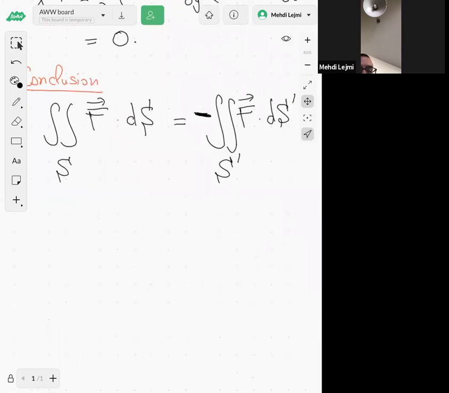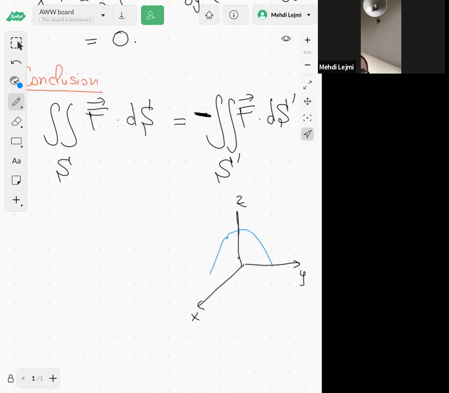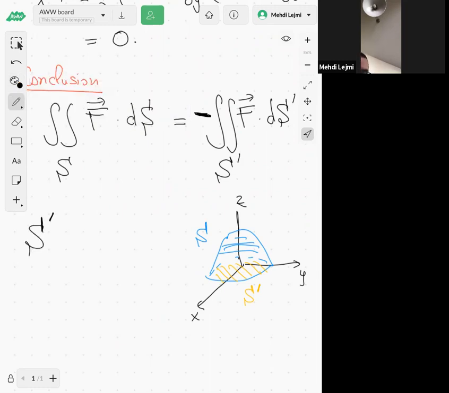So again, what's this S prime? Again, you have this is x, this is y, this is z. This is my S, and this is the bottom here. This is my S prime. S prime lies on the xy plane, so z is 0. So we said S prime is just x squared plus y squared, the inside of the circle. That's a disk, and z is 0.